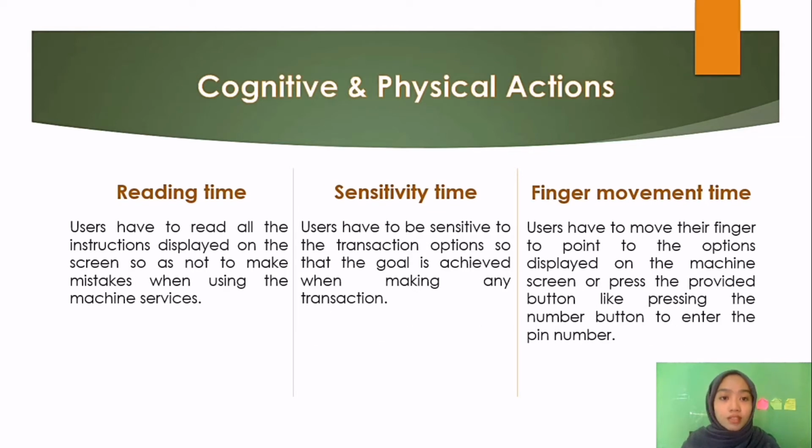The cognitive and physical actions that the users need to do include reading time. The users have to read all the instructions displayed on the screen so as not to make mistakes when using the machine services. The users also have to be sensitive to the transaction options so that the goal is achieved when making any transaction. And it involves finger movement time. The users have to move their finger to point to the options displayed on the machine screen, or press the provided button, like pressing the number button to enter the PIN number.